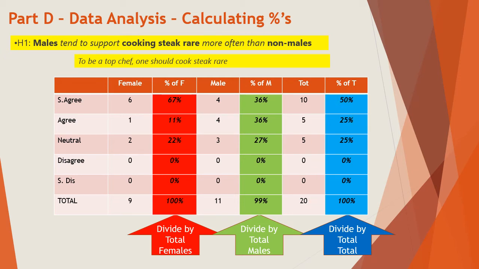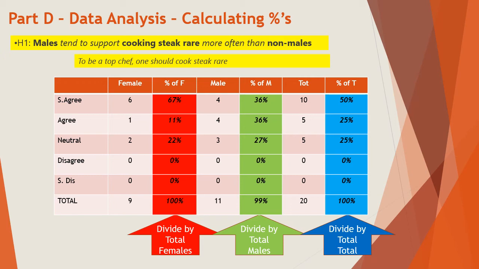So we see a totally different situation here. To the first attitude statement, there was no agreement from any female, and now we have all agreement to this statement. So this kind of complicates things. So while they did not agree that you needed to cook steak to make it tasty, they did believe a top chef should cook their steak rare. So it's interesting how the data comes out, and we have to interpret that.